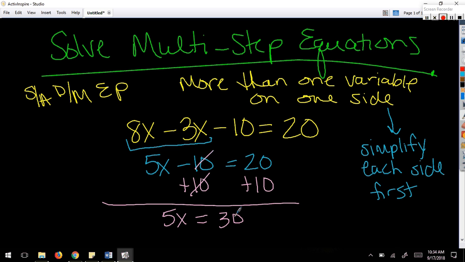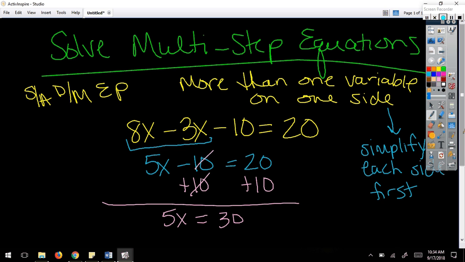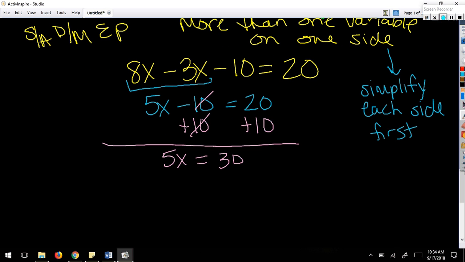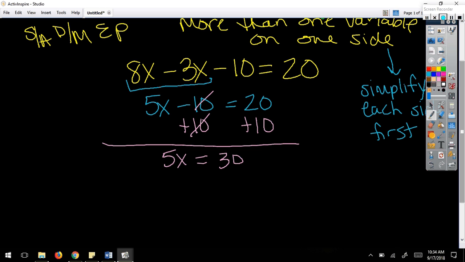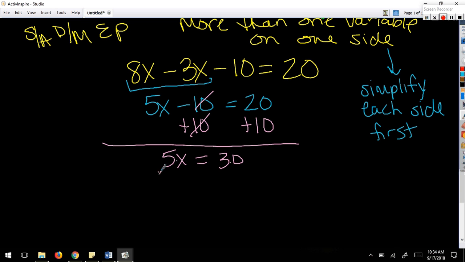This looks like I'm the only one paying attention. All right, look at next. x is still not by itself. What do I do? Divide by 5. I divide by 5 because right now 5 is being multiplied. So I would divide.